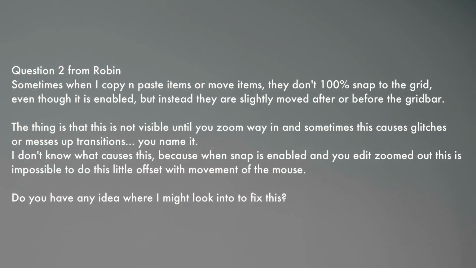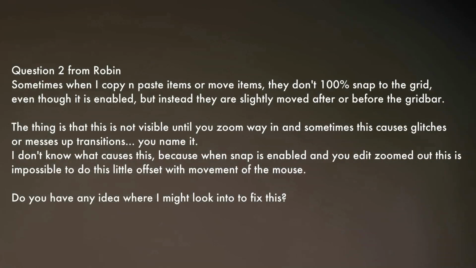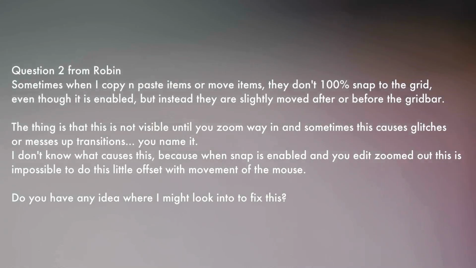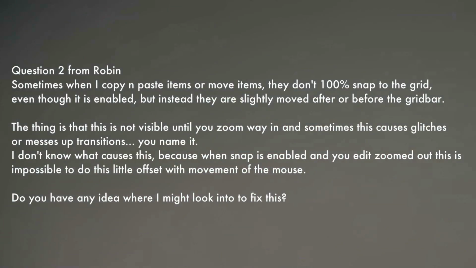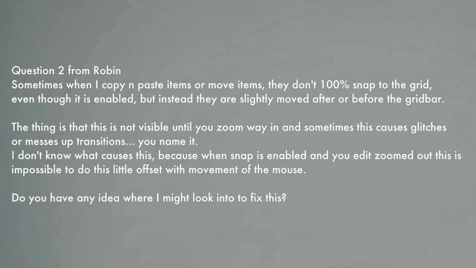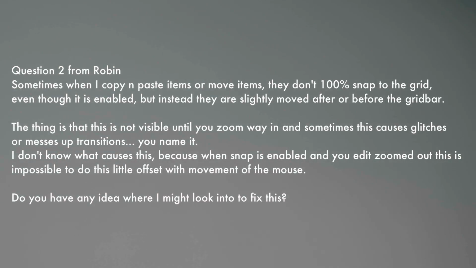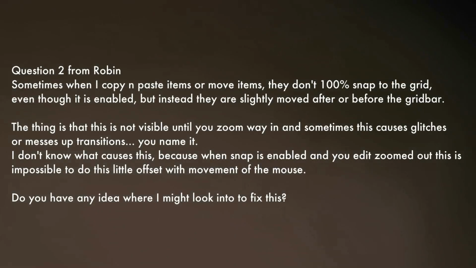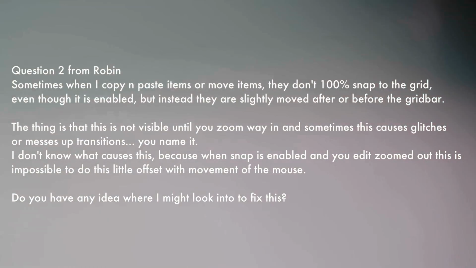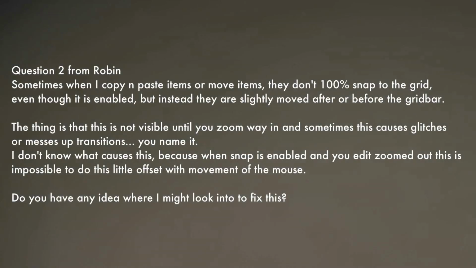Sometimes when I copy and paste items or move items, they don't 100% snap to the grid, even though it's enabled, but instead they are slightly moved before the grid bar. The thing is that they're not visible until you zoom all the way in, and sometimes it causes glitches or messes up transitions. I don't know what causes this, but when snap is enabled and you edit zoomed out, it's impossible to do a little offset movement with the mouse. Do you have any idea where I might look?